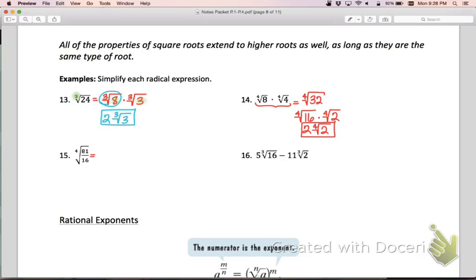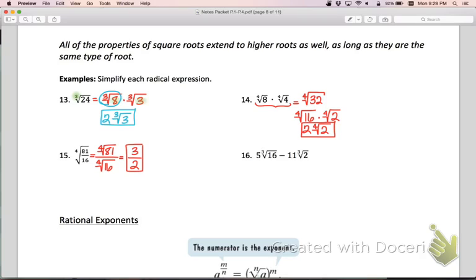Quotient rule here, same thing. I can split this apart into 2 radicals, since 16 doesn't go into 81. And these both happen to be perfect fourths. 3 to the 4th is 81. 2 to the 4th is 16, so 3 halves is what we get.